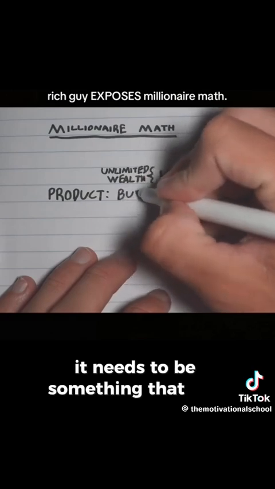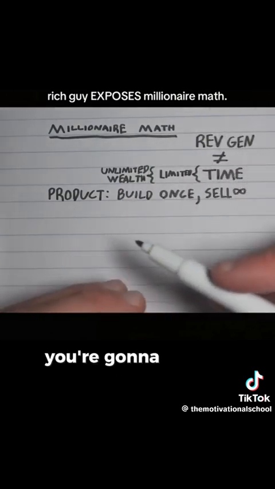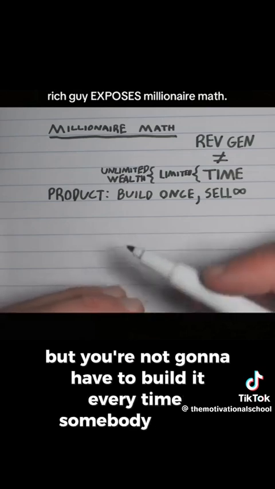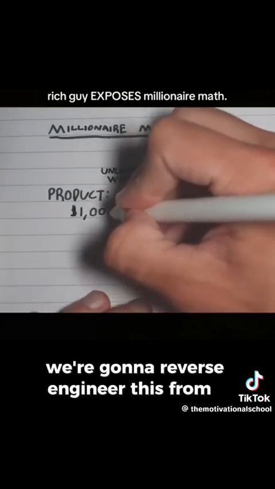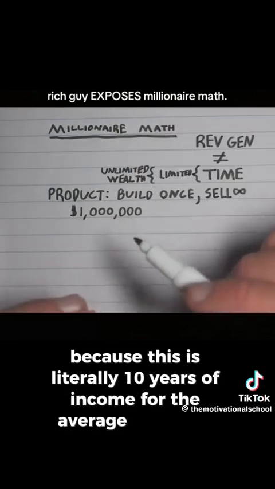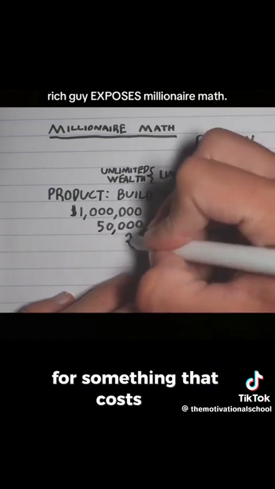It needs to be something that you can build once and sell unlimited times. And yes, you're gonna have to put time into building something the first time, but you're not gonna have to build it every time somebody buys it. We're gonna reverse engineer this from $1 million, because this is literally 10 years of income for the average American. All you would need to do is get 50,000 customers for something that costs $20.